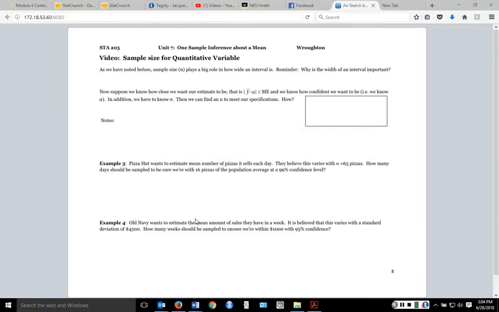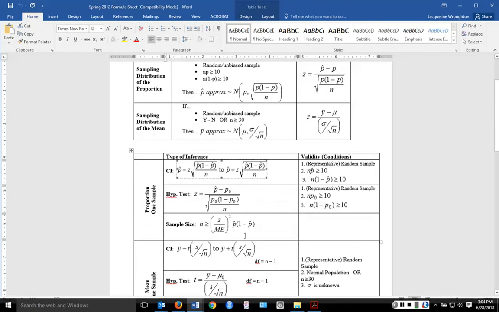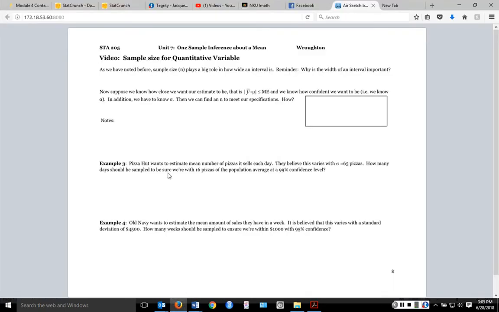In this last video, we're going to talk about how to determine sample size now for a quantitative variable. First, as a reminder, we did this back in Module 4 for a categorical variable. We had this sample size formula, but looking at it, it had p hat in it, which is a sample proportion. And remember, proportions are only for categorical variables. So since we're now working with a quantitative variable, we're going to need a different formula.